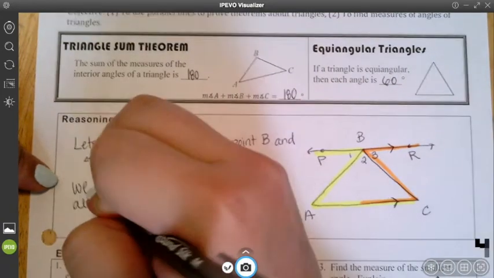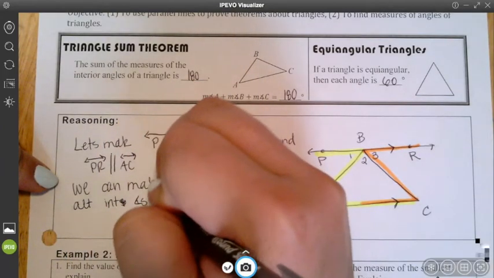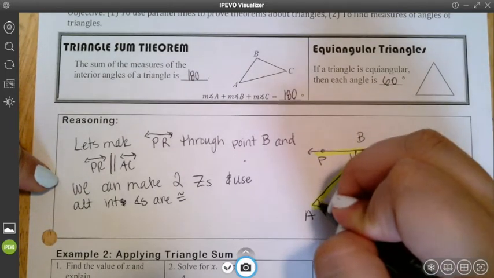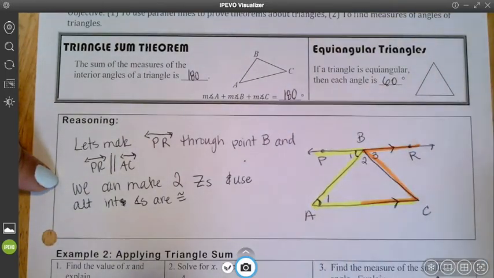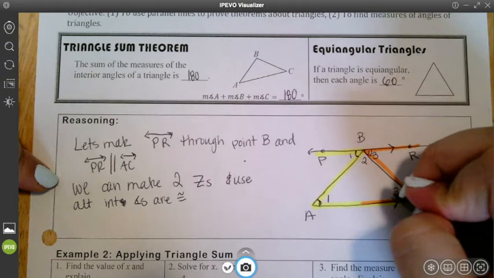alternate interior angles are congruent to say that angle 1 is congruent to angle A, and angle 3 is congruent to angle C.